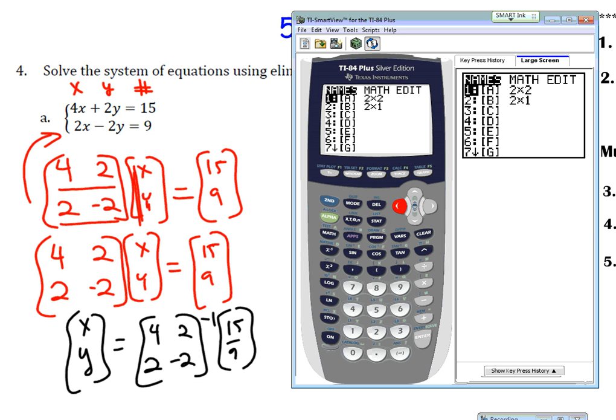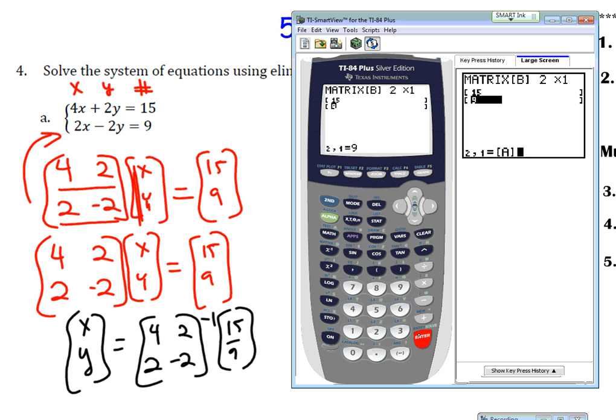I'm going to go back over to names. Now, A has got all my coefficients, 4, 2, 2, negative 2. B has got my answers, 15, 9. So here's all I want to do. I want to take matrix A to the inverse times matrix B. So I'm going to take matrix A.